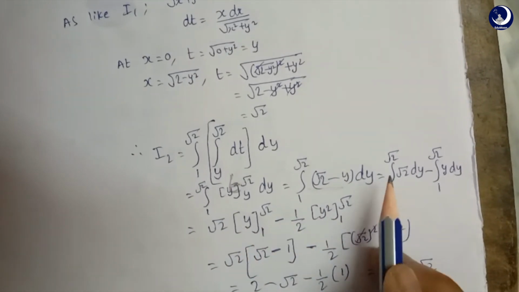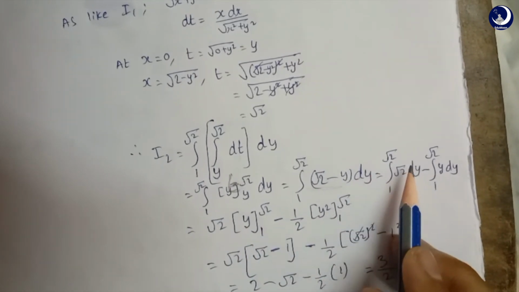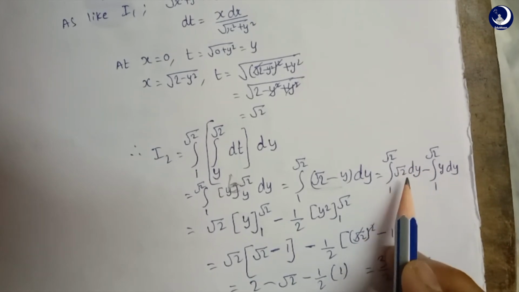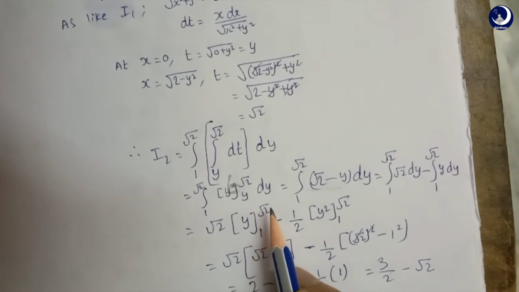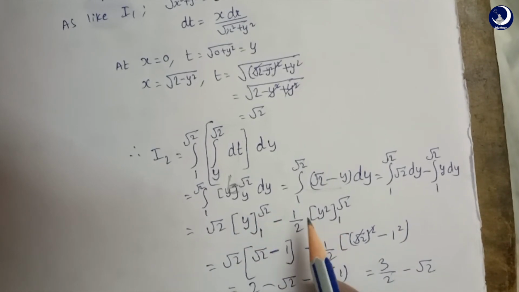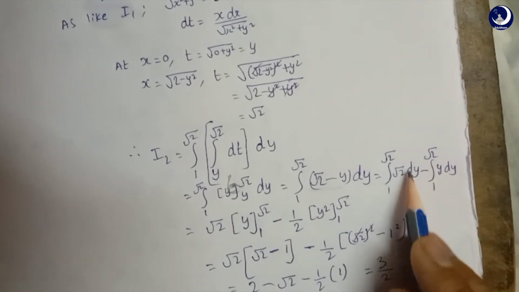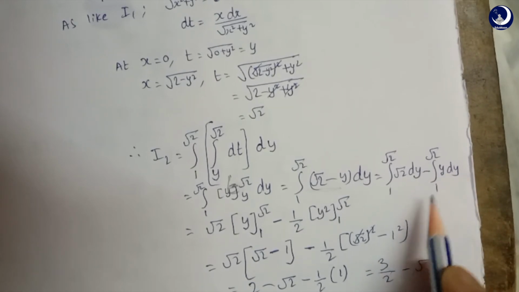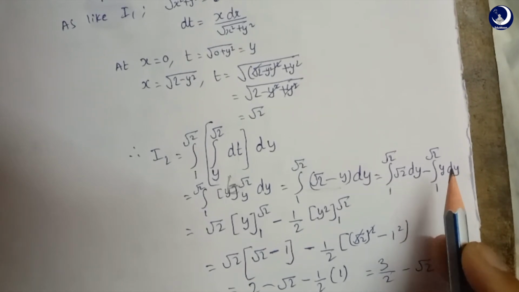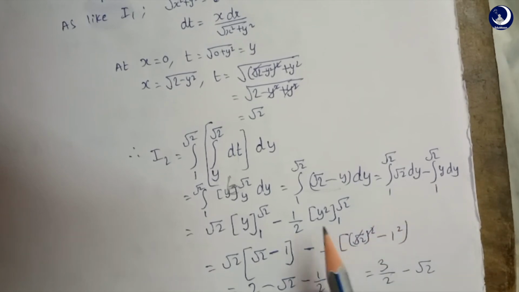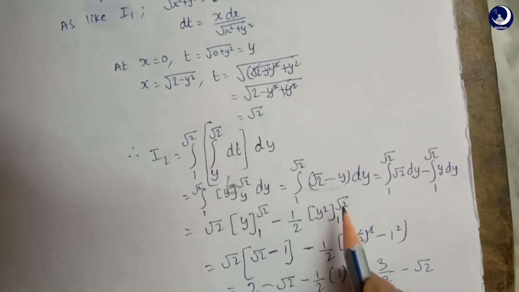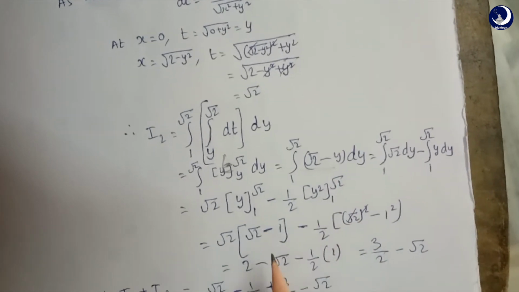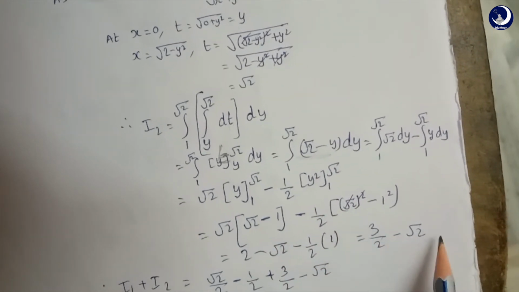Solving this, the constant goes outside, and integral dy is y, taken between the upper and lower limits. Minus, we know integral y dy means y power n plus 1 by n plus 1. Here n equals 1, so y power 2 by 2. I put 1 by 2 outside, and then we get y square between the upper and lower limits. By solving this, we get 3 by 2 minus root 2.